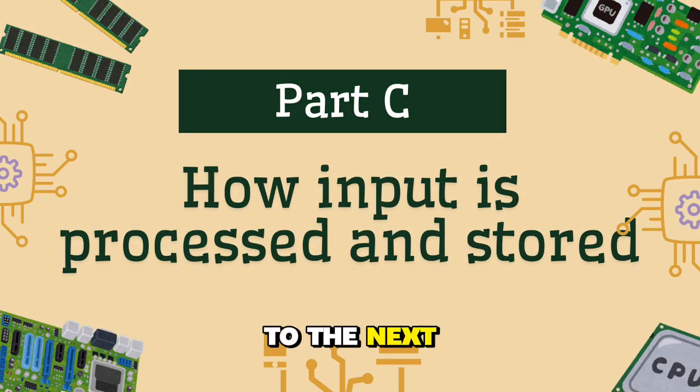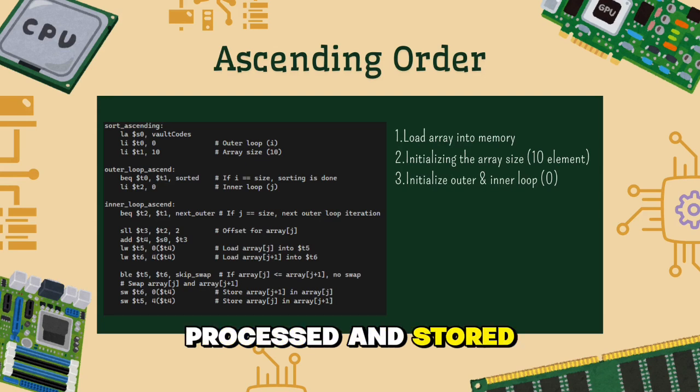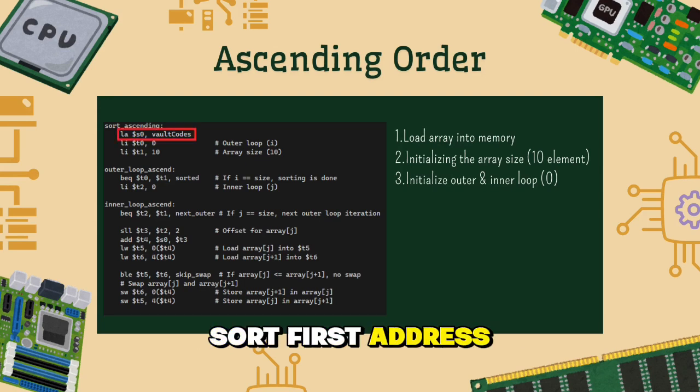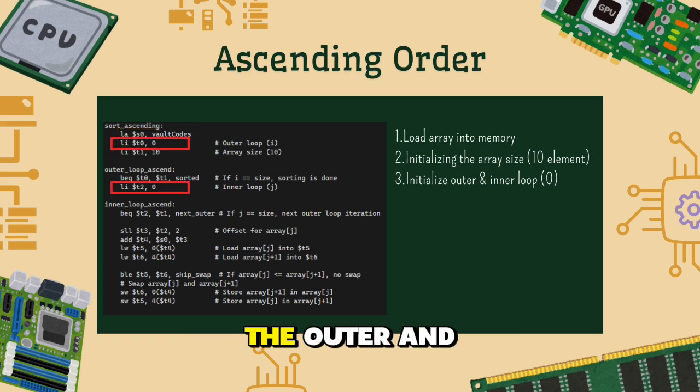Let's move on to the next part, where we will explain how the input is processed and stored based on our individual feature: how input is processed and stored for ascending order sort. First, the address of the array is loaded into register S0. Next, initialize the size of the array, 10 elements. Initialize the outer and inner loop counters to 0.